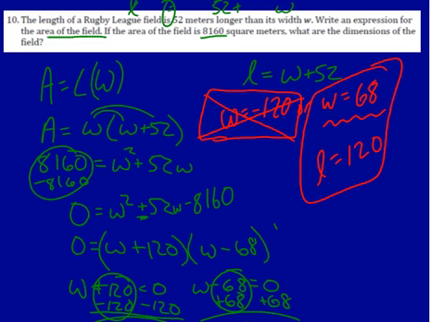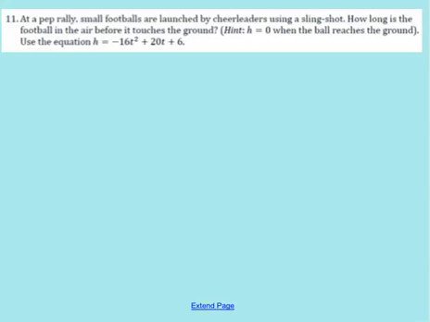But when we're talking about real life applications, we can't have a negative time or negative distance and things like that. So, pep rally. Small footballs are launched by cheerleaders using a slingshot. How long is the football in the air before it touches the ground? So, hint, height equals 0 when the ball reaches the ground. Height is one of those things where when it hits the ground, it's 0.